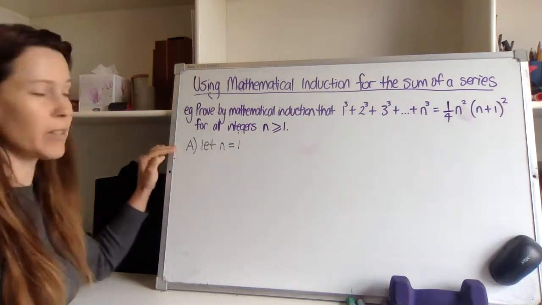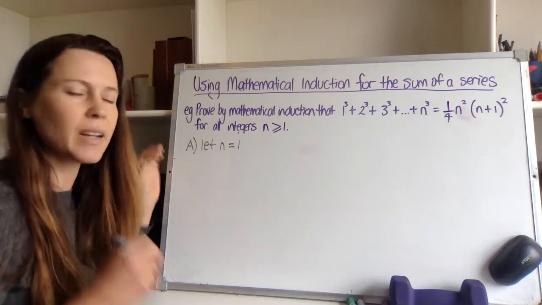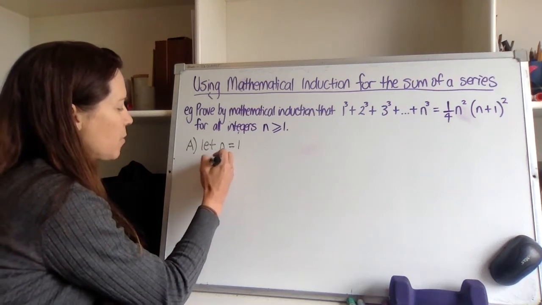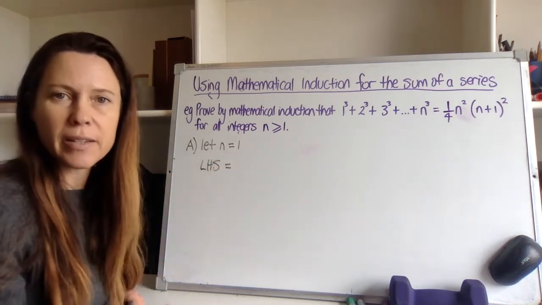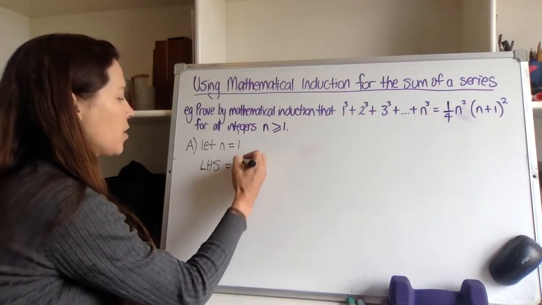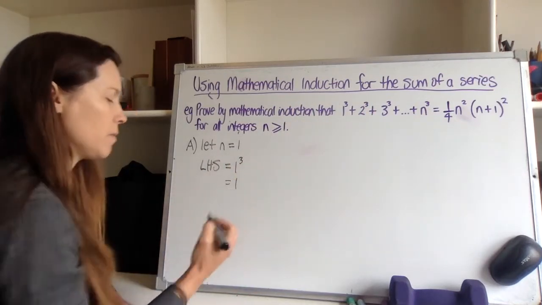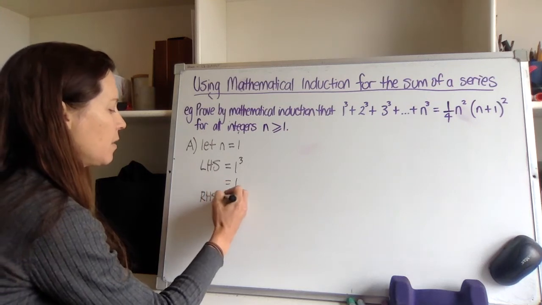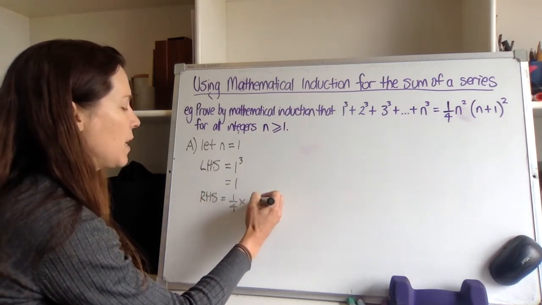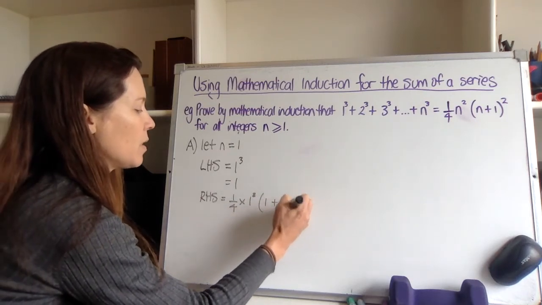Now for the first part, let's call it A. We just want to let n equal 1 and show that this is true. So an easy way to set it out: state what the left-hand side is, state what the right-hand side is, and just show that they're the same. So the left-hand side is just going to be 1 cubed, which is 1, and the right-hand side is going to be a quarter times 1 squared, outside of 1 plus 1 squared.